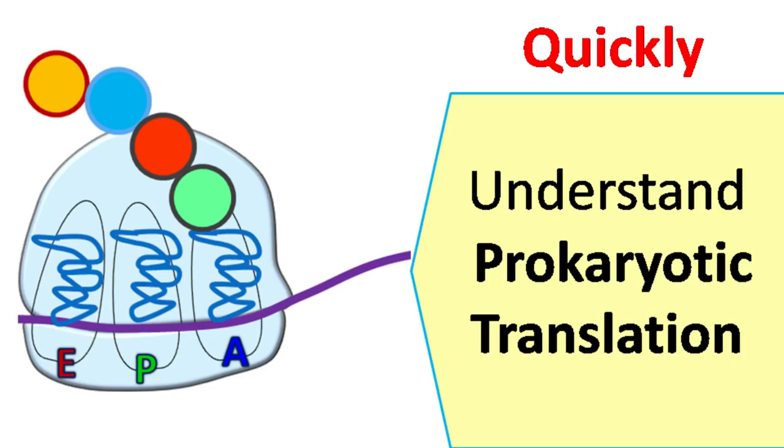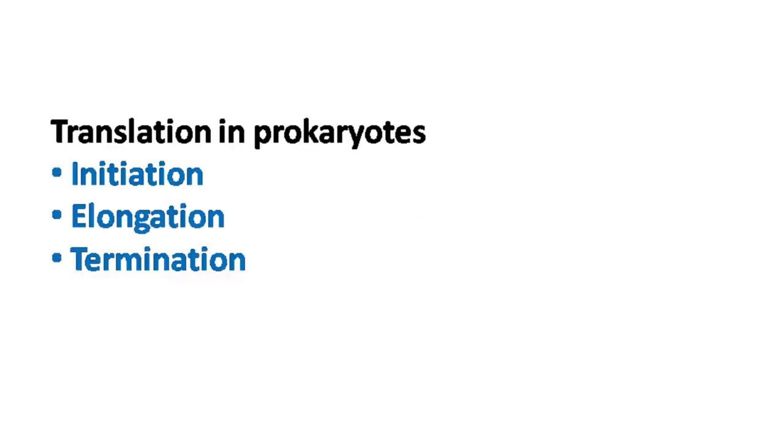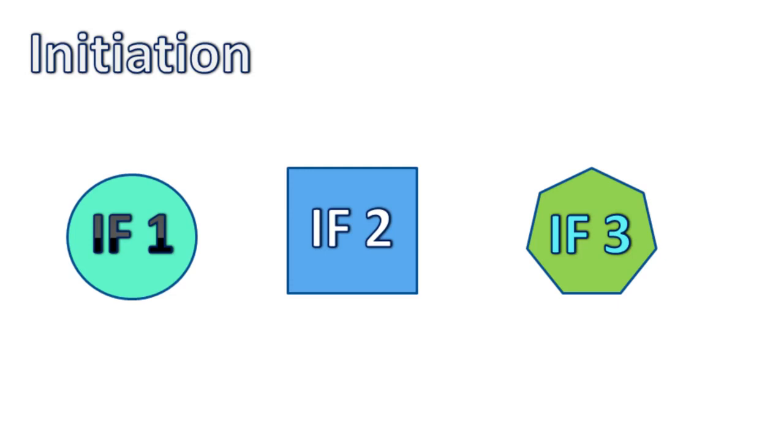So let's talk about translation in prokaryotes. Translation in prokaryotes is divided into three steps: initiation, elongation, and termination. The initiation of translation is carried out by three initiation factors: IF1, IF2, and IF3.